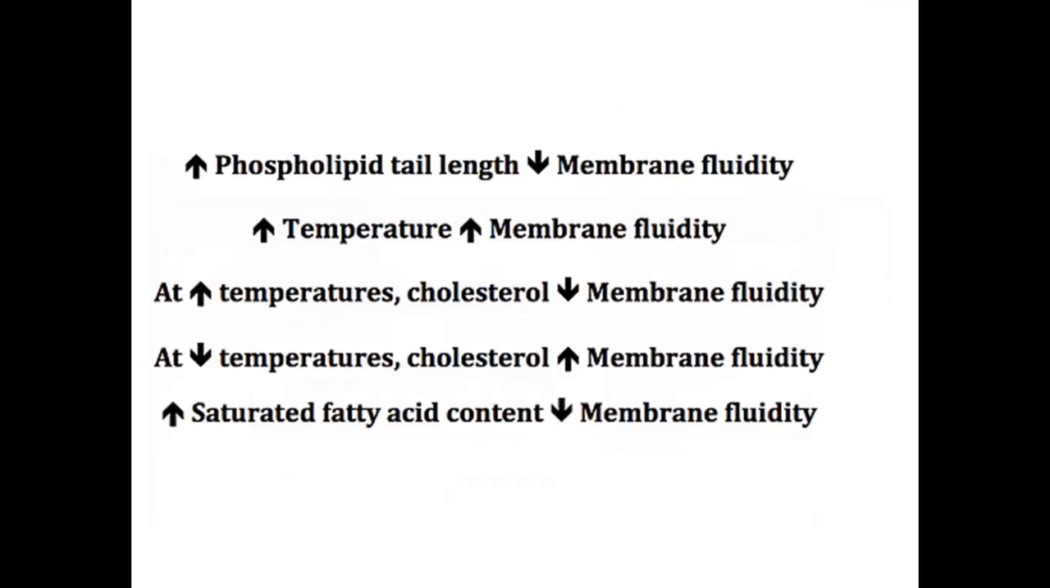So phospholipid tail length: the longer the phospholipid tail length, the less membrane fluidity we have. If we increase the temperature, our membrane fluidity increases as well. It's why, when we say all bonds can break when we increase temperature, it's the same thing. Those phospholipids are gaining energy, they can move more, and the membrane will become more fluid.